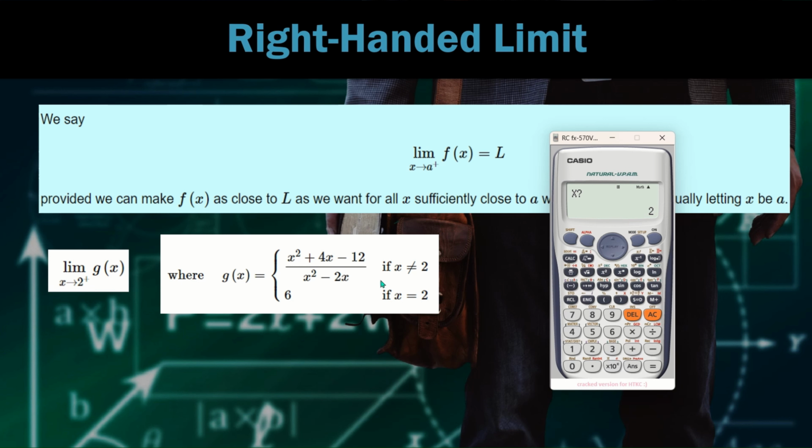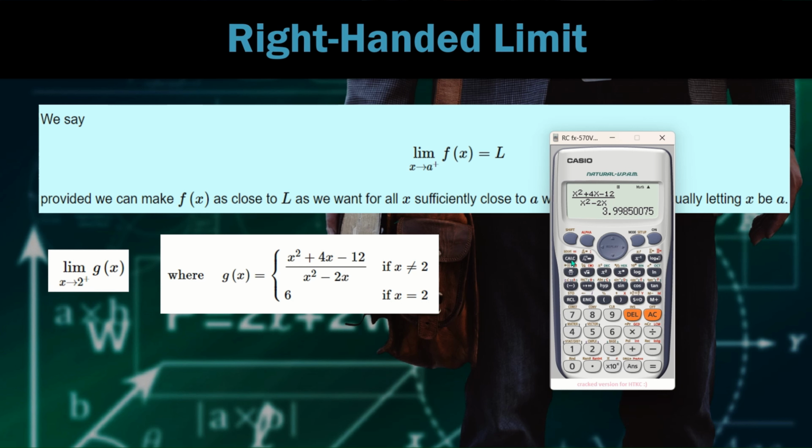We are interested in the value of x that is very close to 2, but it should be greater than 2. So say for example, we'll use 2.1. As you can see, we will have here a value that is equal to 3.86. Now let's try a value that is much closer, 2.001. As you can see, we are approaching a certain value.